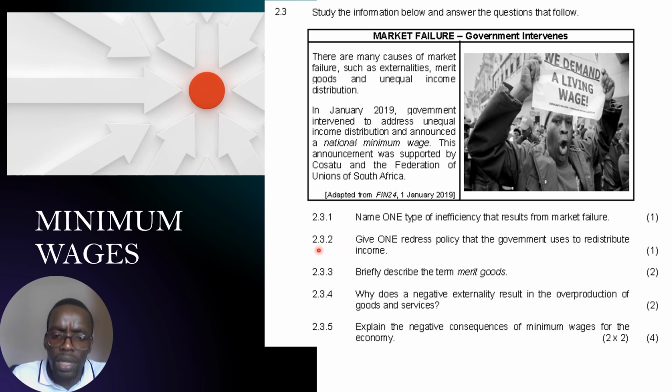The next question, the 2.3.2: give one redress policy that government uses to redistribute income. So what we now know from our grade 11, when we were looking at the problems of inequalities, I think you now recall that you looked at some of the redistribution measures or policies that the government has put in place, and one of them is what is called land redistribution. When you talk about land redistribution, we are saying it's giving land to the people that never owned the land before. You are taking land from someone who has a lot and you give that piece of land to other people who never owned land before.